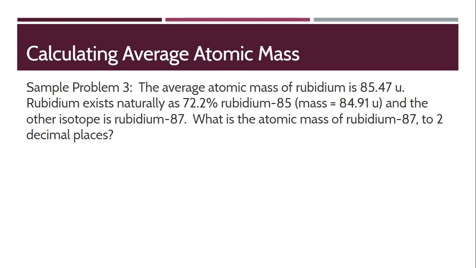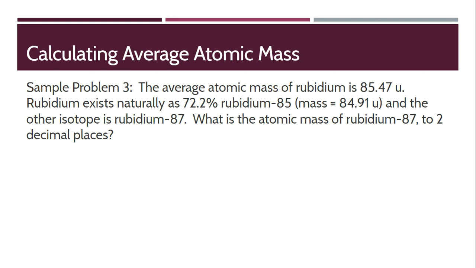And one more sample. The average atomic mass of rubidium is 85.47 U. So the question is giving you that, and that would also be the number on the periodic table. So if the question didn't give you that information, you could look it up on the periodic table. Rubidium exists naturally as 72.2% rubidium-85 with a mass of 84.91 U, and the other isotope is rubidium-87. What is the atomic mass of rubidium-87 to 2 decimal places?